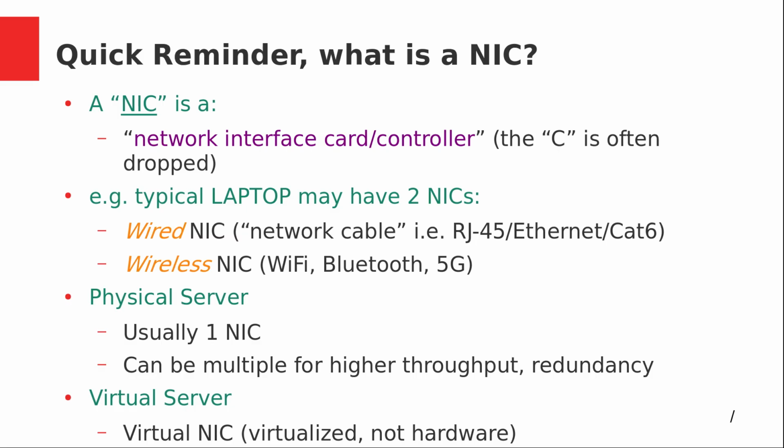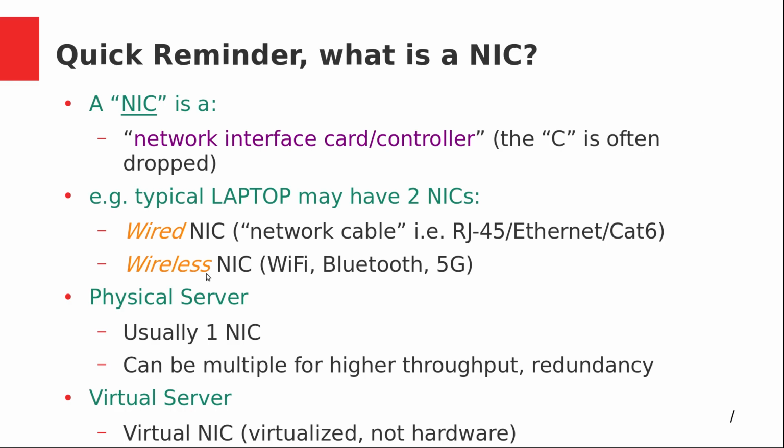Okay, so skip this slide if you already know what that is, but a lot of us working with Kubernetes do not even have basic networking knowledge, and I want to remind you that a NIC stands for a network interface card or controller, and often we drop the last word, so many people just call it a network interface. But for example, your typical laptop, it may have two NICs, and one of them you can see, it's on the outside, it's a wired NIC. It's where you put your network cable, your RJ45, Ethernet Cat 6, you plug it in.